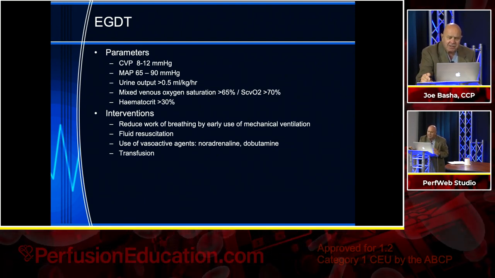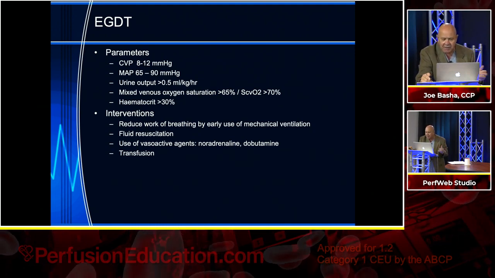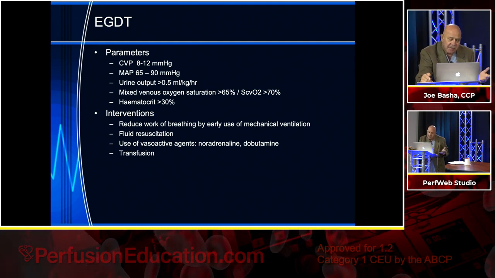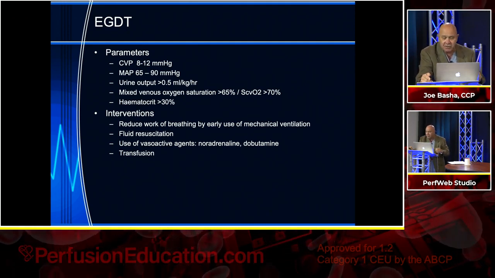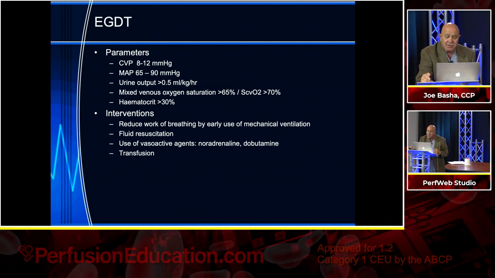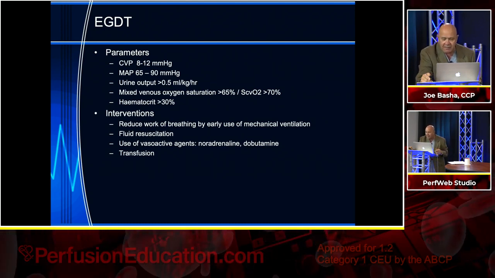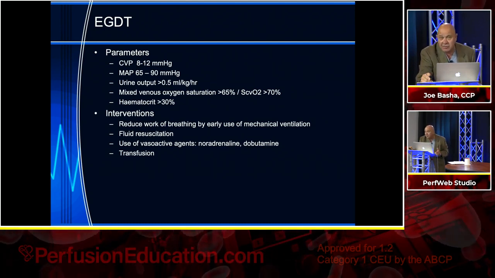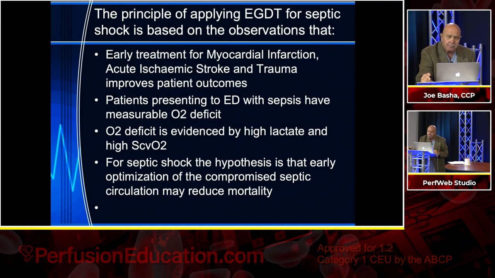The interventions that we're used to doing are to reduce work of breathing by early use of mechanical ventilation. So the patient is tachypneic and running out of gas, so you put a tube in them and put them on the ventilator, right? Then fluid resuscitation, use of vasoactive agents such as norepinephrine and dobutamine, and transfusions. Those are our typical interventions.